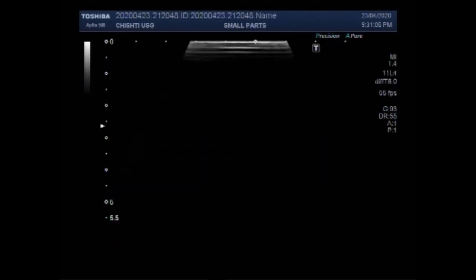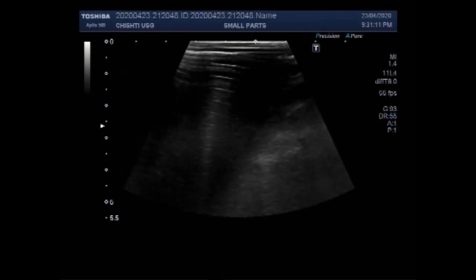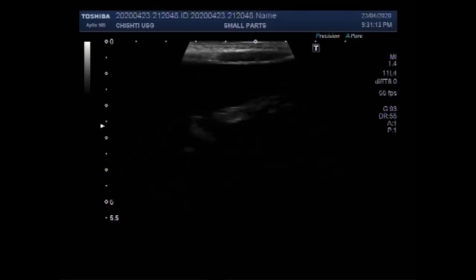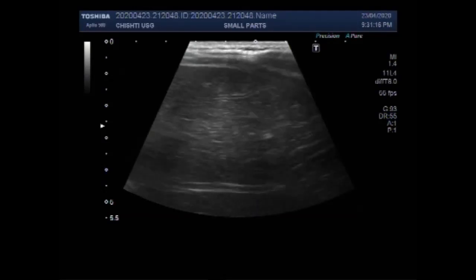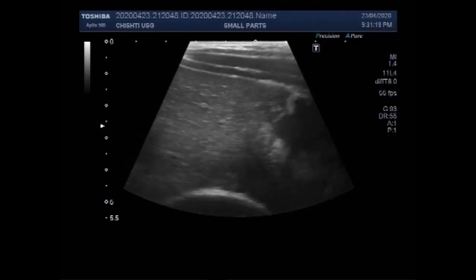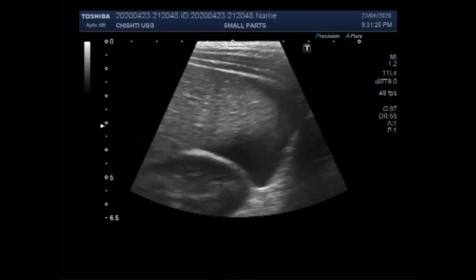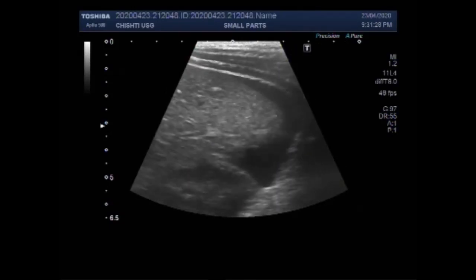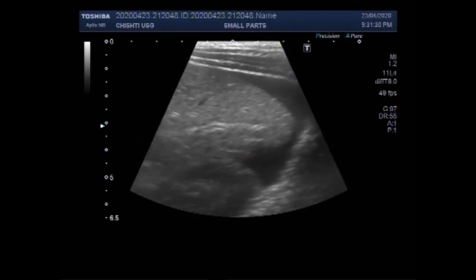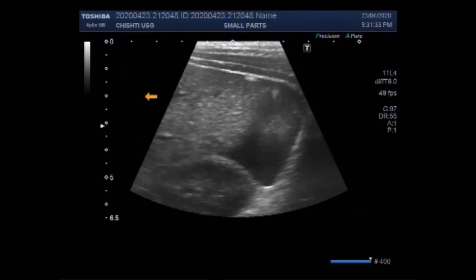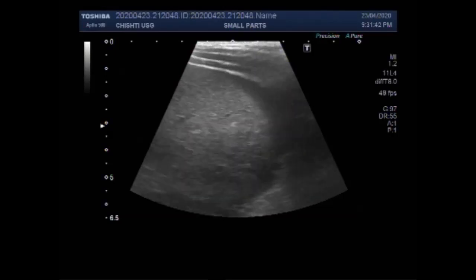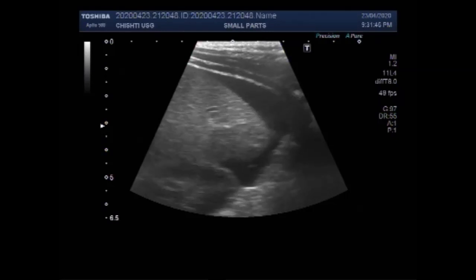Now you will see the examination of the same patient with the high power linear probe. Now you can see this is the liver, gallbladder, and now you can see a significant amount of fluid in the Morison's pouch or hepatorenal recess. The fluid between the liver and the right kidney. This is the fluid seen in the Morison's pouch or hepatorenal recess.